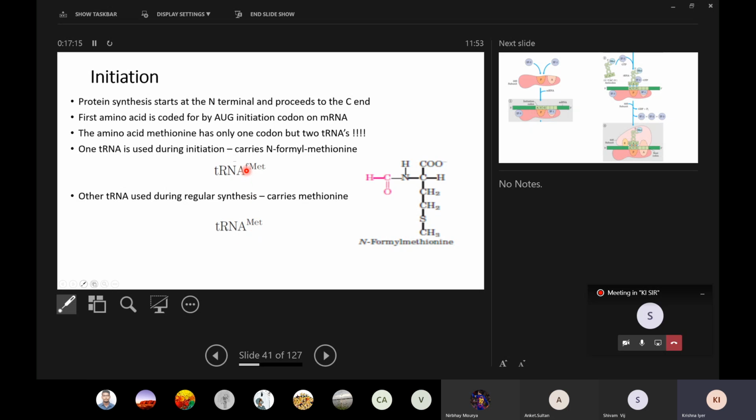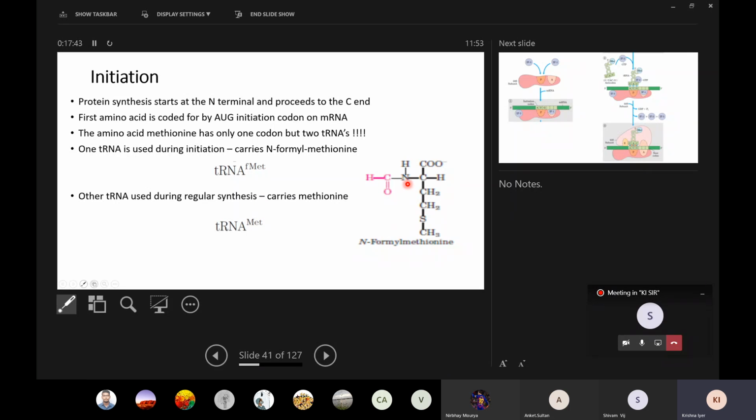So the idea is this: the start codon always binds the tRNA carrying formyl methionine, and all the internal AUGs, wherever they occur, will be recognized by the tRNA which carries just methionine and not formyl methionine. Now, what is the difference between the two? Here is what is shown.